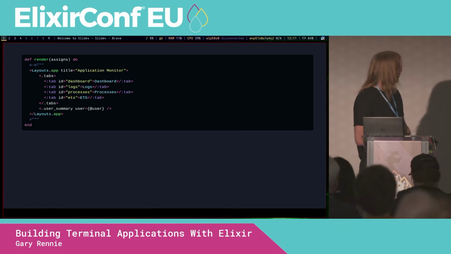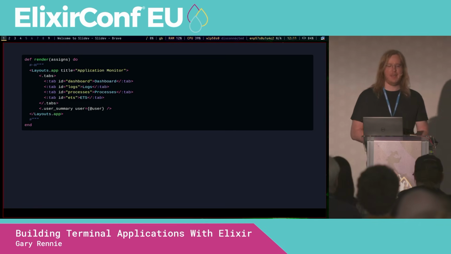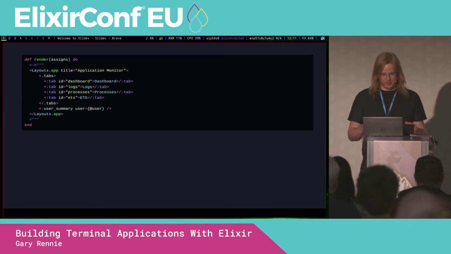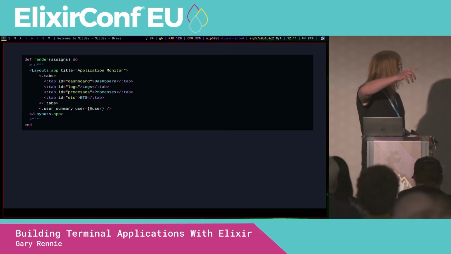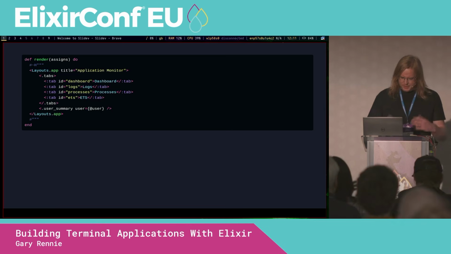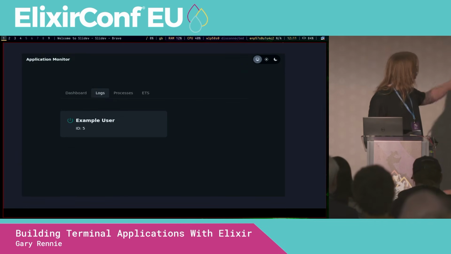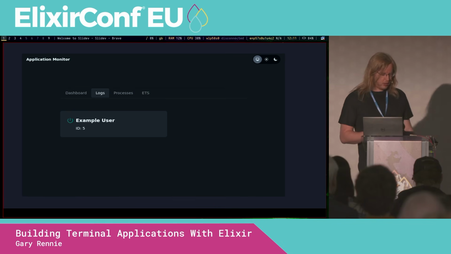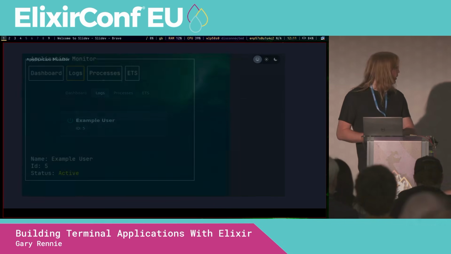So here I have a render function, and I just want you to imagine for a minute what this might look like, what it might render. You can see it's got a layout, and it's got an application monitor as the title, and then some tabs, and then there's a user summary, which could be a card or something. You might be thinking that this would output something like this, where you've got the title along the top, and the tabs, and then a card showing the name. It's a reasonable assumption, but it's completely wrong.